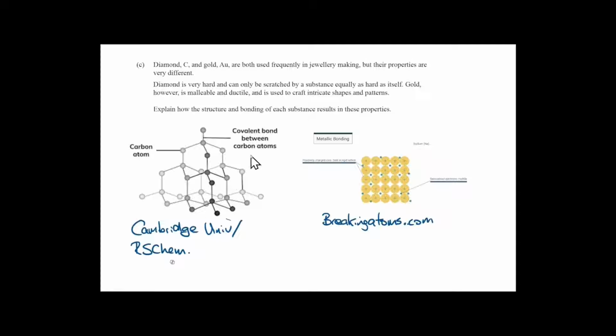So these are not in the exam paper, but they're things that I went and got because it's worth looking at them. This is from Cambridge University and the Royal Society of Chemistry. So this is a diamond. A diamond is really just carbon, but it's carbon in a special shape. So each of these are carbon atoms, and a diamond is an allotrope of carbon.